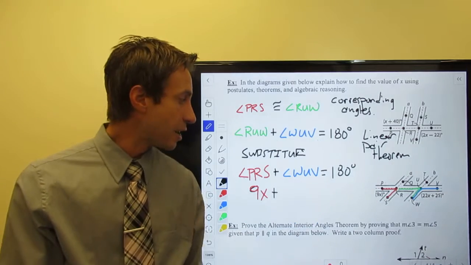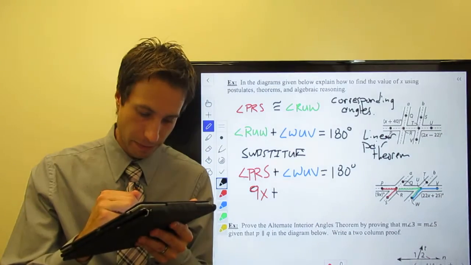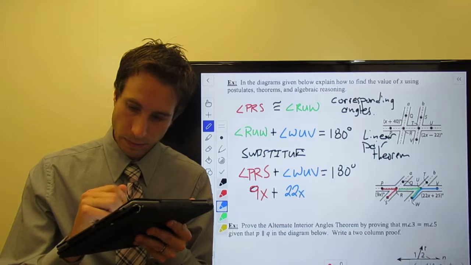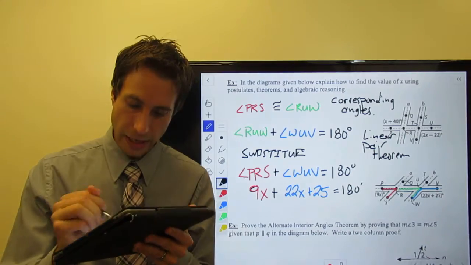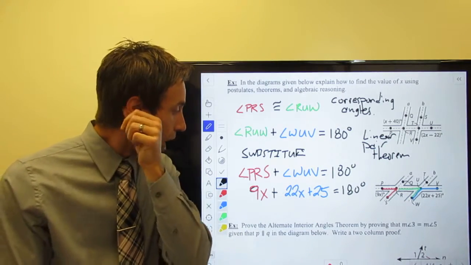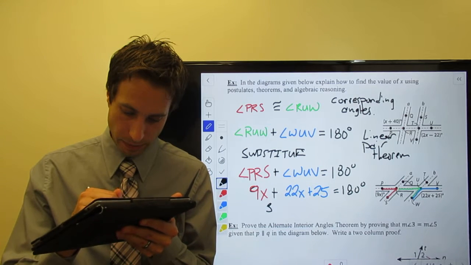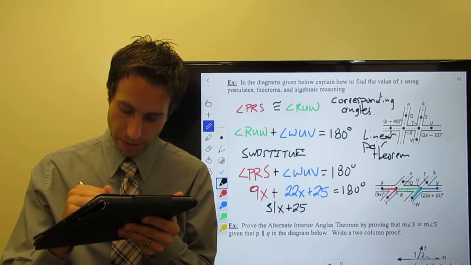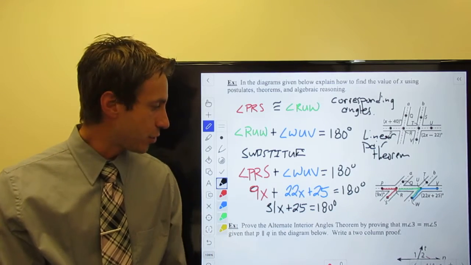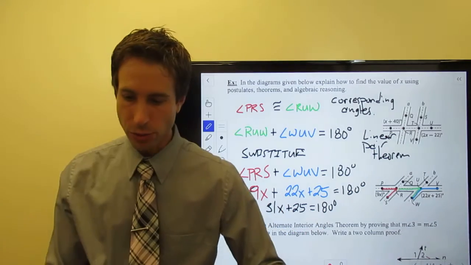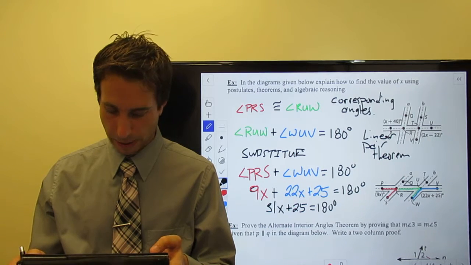9x plus. I know angle WUV. WUV is 22x plus 25. That all has to be equal to 180 degrees. Guys, let's do a little bit of algebra. Here we go. 9x and 22x should be 31x plus 25. That's equal to 180. What we should then do is subtract 25 to the other side.